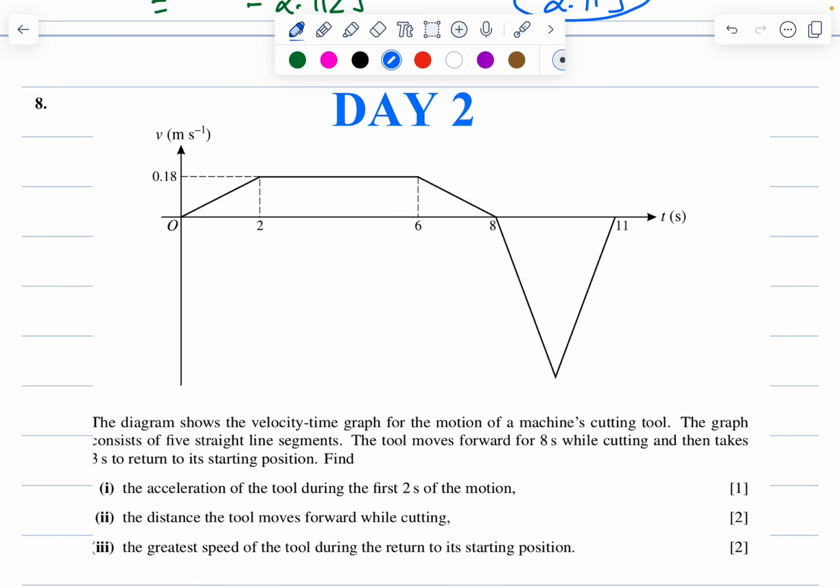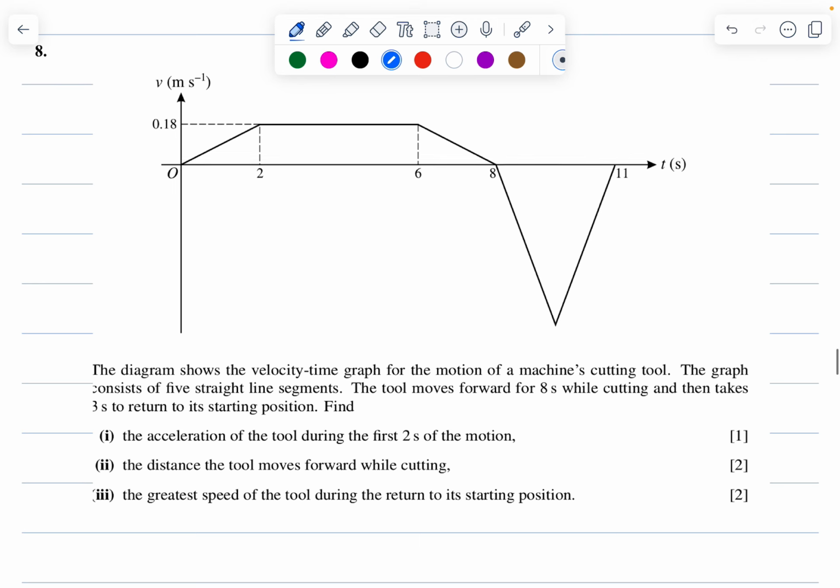Now coming to question number 8. Question number 8 is about a velocity time graph. The diagram shows the velocity time graph for the motion of a machine's cutting tool. The graph consists of 5 line segments. The tool moves forward for 8 seconds while cutting and then takes 3 seconds to return to the starting position. So it takes 5 seconds to go forward and coming backwards is 3 seconds.